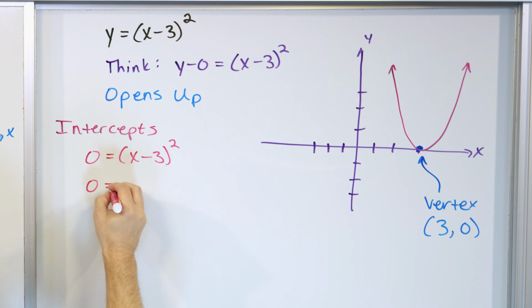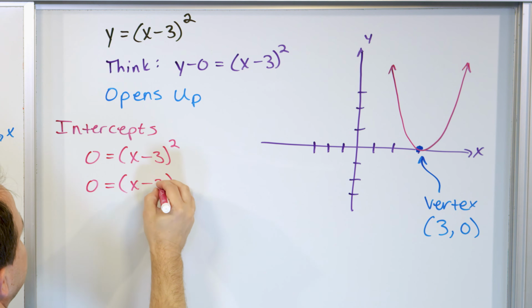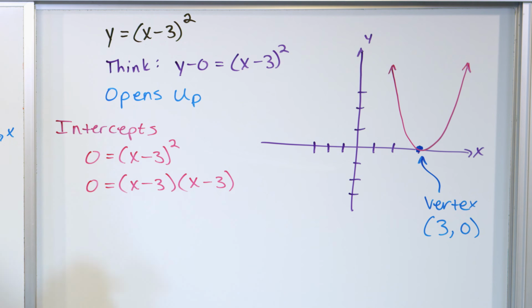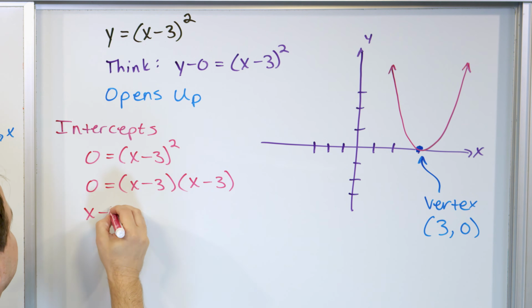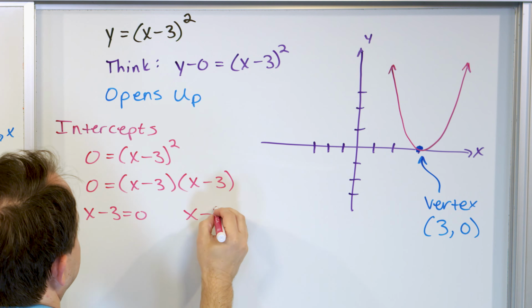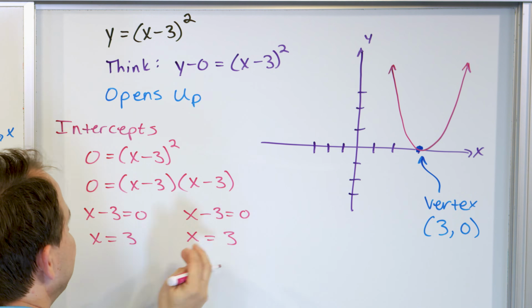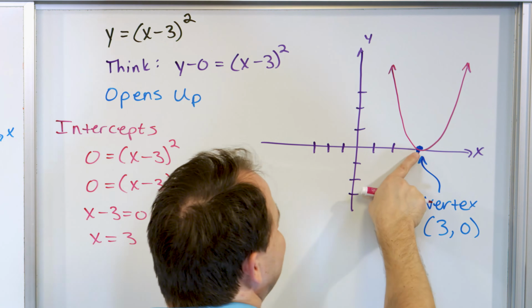Let's do it this way. We're going to open it up and say x minus 3 times x minus 3. This is a much better and cleaner way to do it. And you can see that to solve this equation, x minus 3 has to equal 0, and x minus 3 has to equal 0. So x is equal to 3, and x is equal to 3. So what you have is a double root at x is equal to 3, which is exactly what you have.